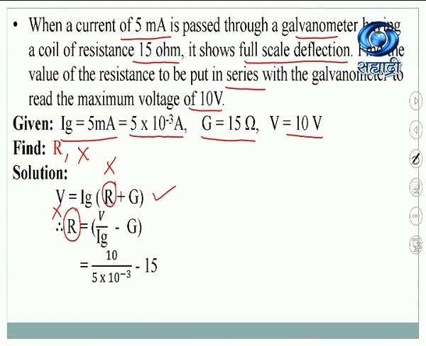So we get, V is 10 volt, that is given. Ig is given, G is given. Substituting, we get R is equal to 1985 ohm. So this much resistance must be connected in series with the coil of the galvanometer. That is the meaning of this.